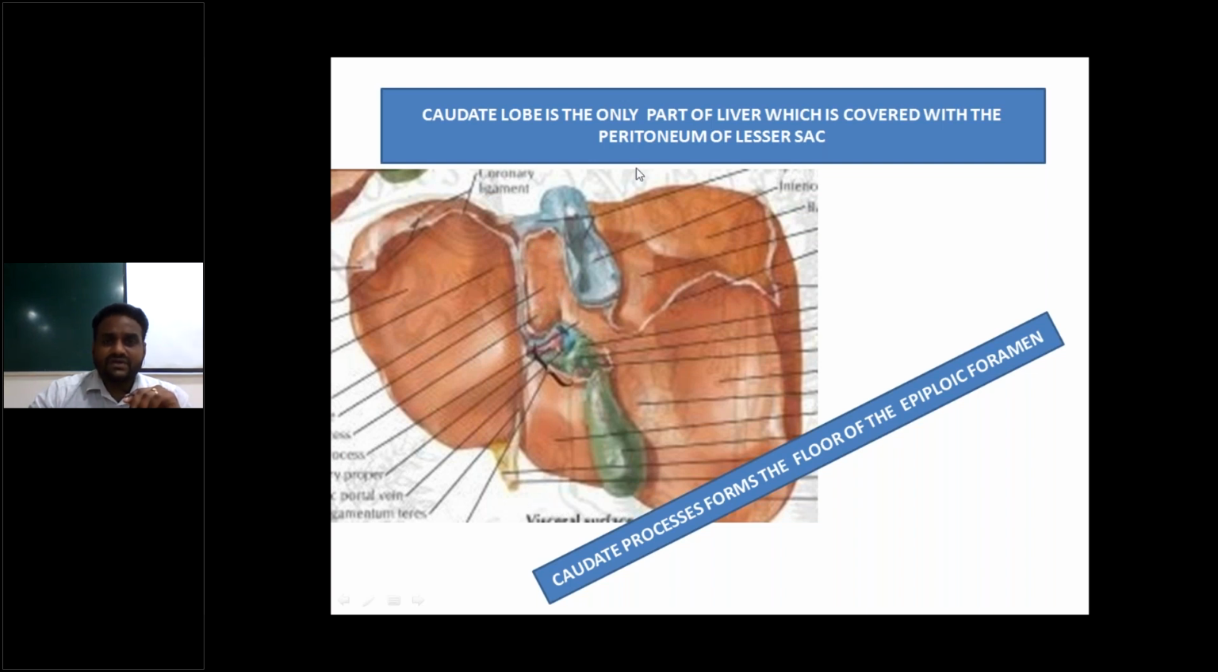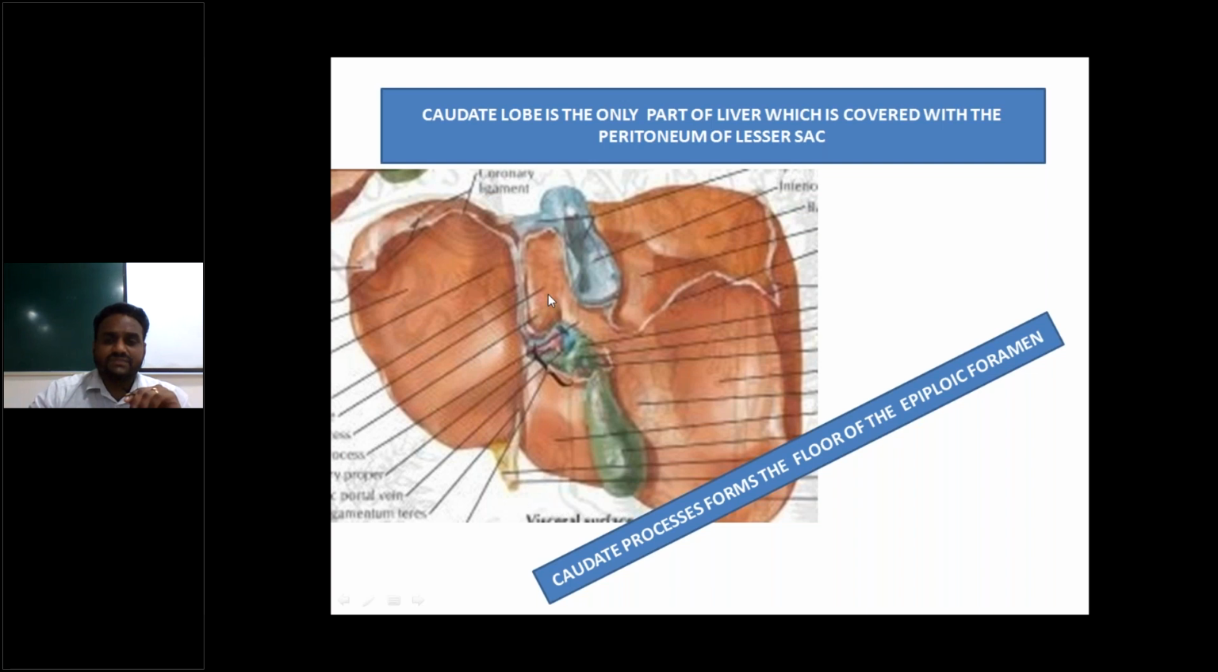So the caudate lobe of the liver is the only part of the liver which is covered with the peritoneum of the lesser sac. So the entire liver is covered with the greater sac except the caudate lobe, which is covered by the peritoneum of the lesser sac. This is an oral question, first point. And obviously this caudate process forms the floor of the epiploic foramen.